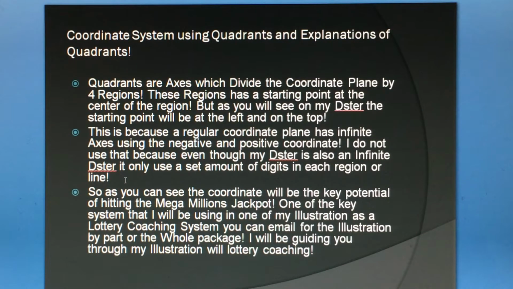The quadrant system is one of the main systems in the illustration. I do not think anybody had used this system, and I think this is a very, very important system. And remember, the coordinate system is different from the mathematical coordinate system because the mathematical one uses negative and positive coordinates, where the Dster coordinate quadrant system does not use negative coordinates. And the starting point for the mathematical coordinate system starts at the center. I start at the left and top.